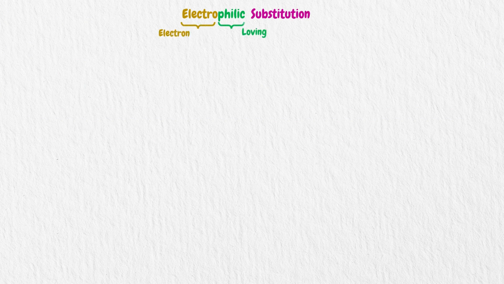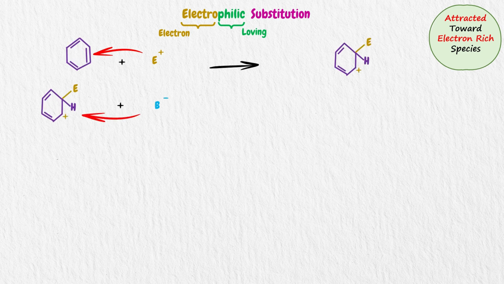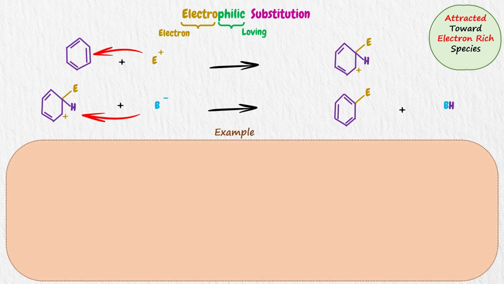Electro means electron and philic means loving. So, it is electron-loving. In other words, it should be attracted towards electron-rich species. Let's understand this. Electrophilic attack on pi bond of benzene to form carbonium, then base attacks on hydrogen of aromatic ring and takes this hydrogen away with it. Thus, electrophile is substituted in the ring.